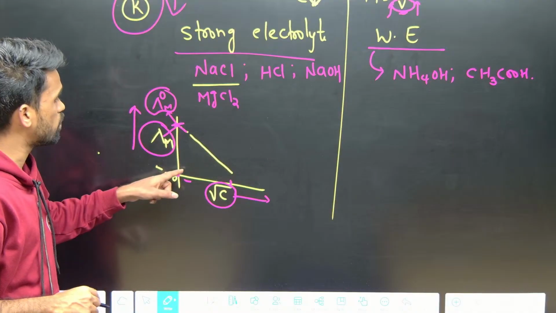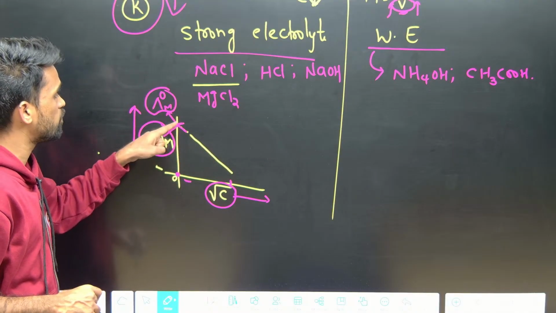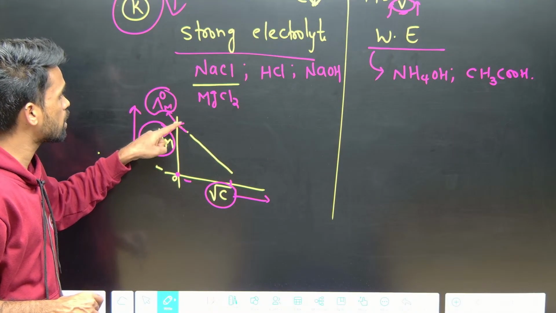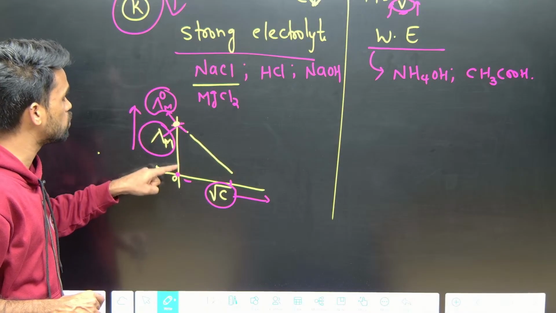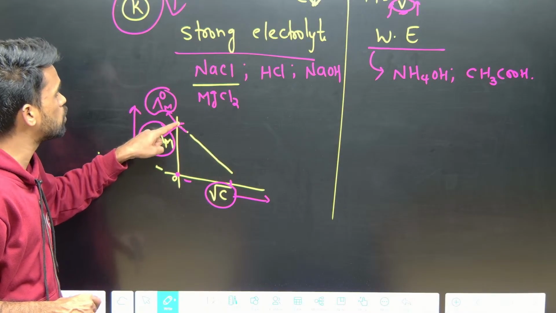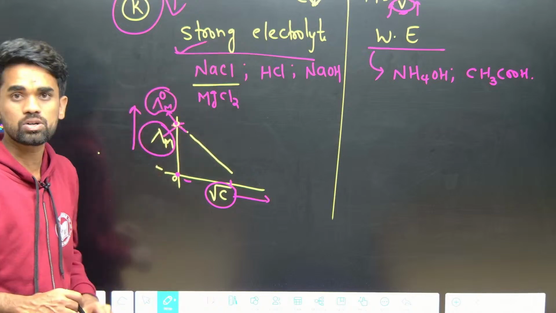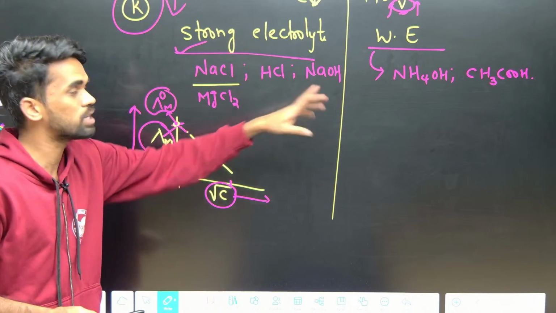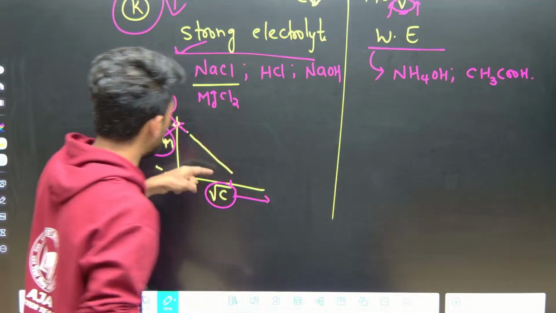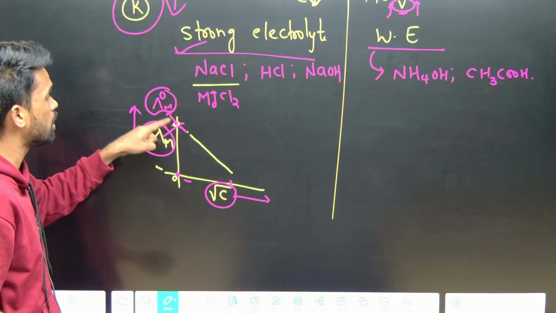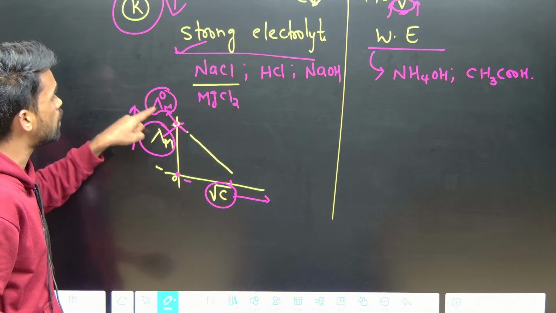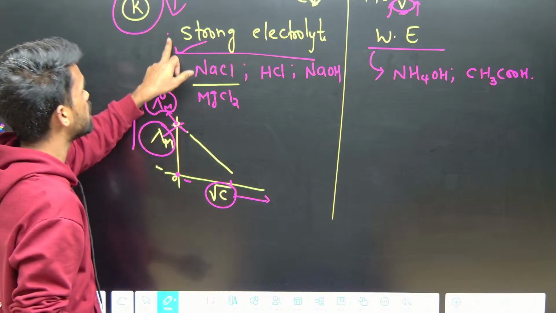The drawing of this plot and finding the exact value of molar conductance at zero concentration can be done only for strong electrolytes. It is not possible to get it for a weak electrolyte. There is no such graph giving the exact value of limiting molar conductance for a weak electrolyte.